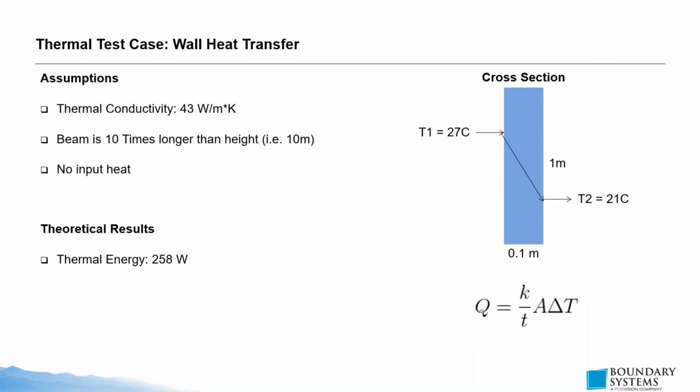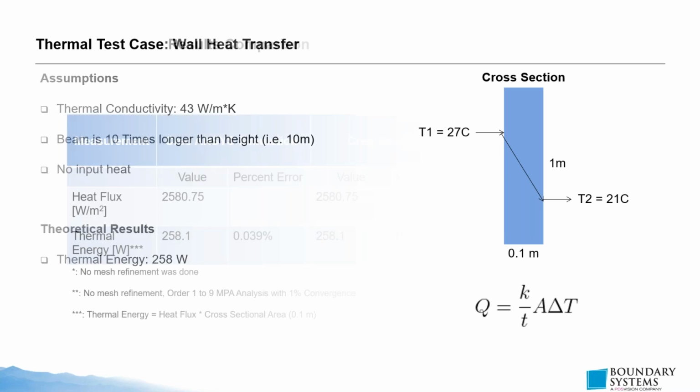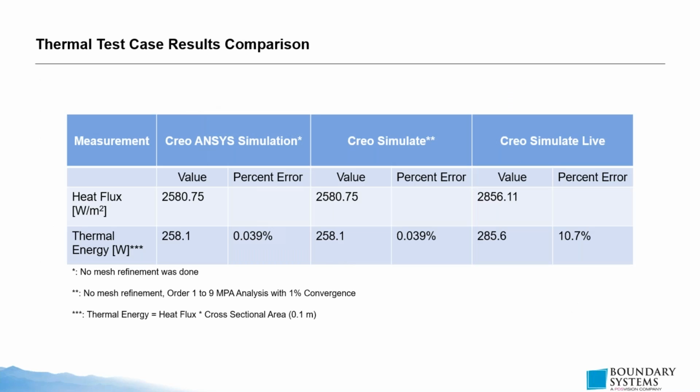A couple more test cases with analytical results that I'm going to show is just a simple wall heat transfer, infinitely long wall. So the beam's 10 times longer, so we could essentially ignore the length of the beam, and we just worry about the cross section here. And what we see is that Creo Simulate and Creo ANSYS Simulation passed this analytical result baseline test. Whereas Creo Simulate Live gets you this result very quick, but it's a little bit more error compared to the analytical solution.